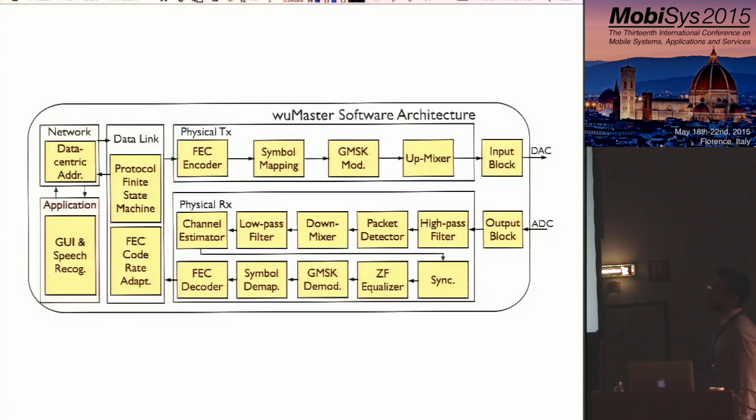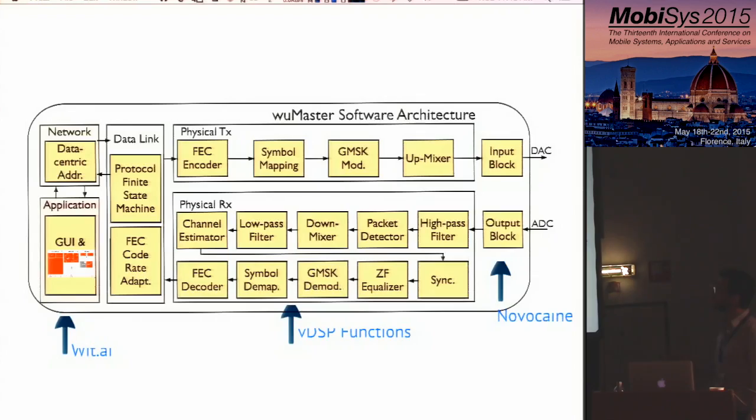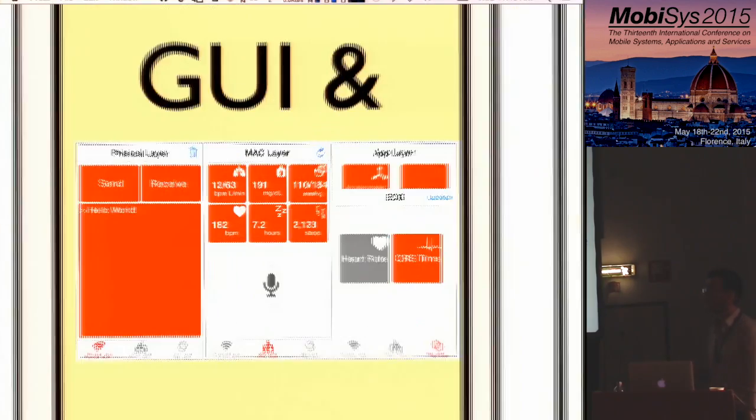The software architecture is very similar to what we had seen before in the ViewMode. We have again our NovoPane, in this case doing the system API work, basically input and output. Then we have a GMSK transceiver, which was built mostly using the vDSP functions. And then we have WIT at the application layer that lets the user give commands just using the voice and fetching data from the network.